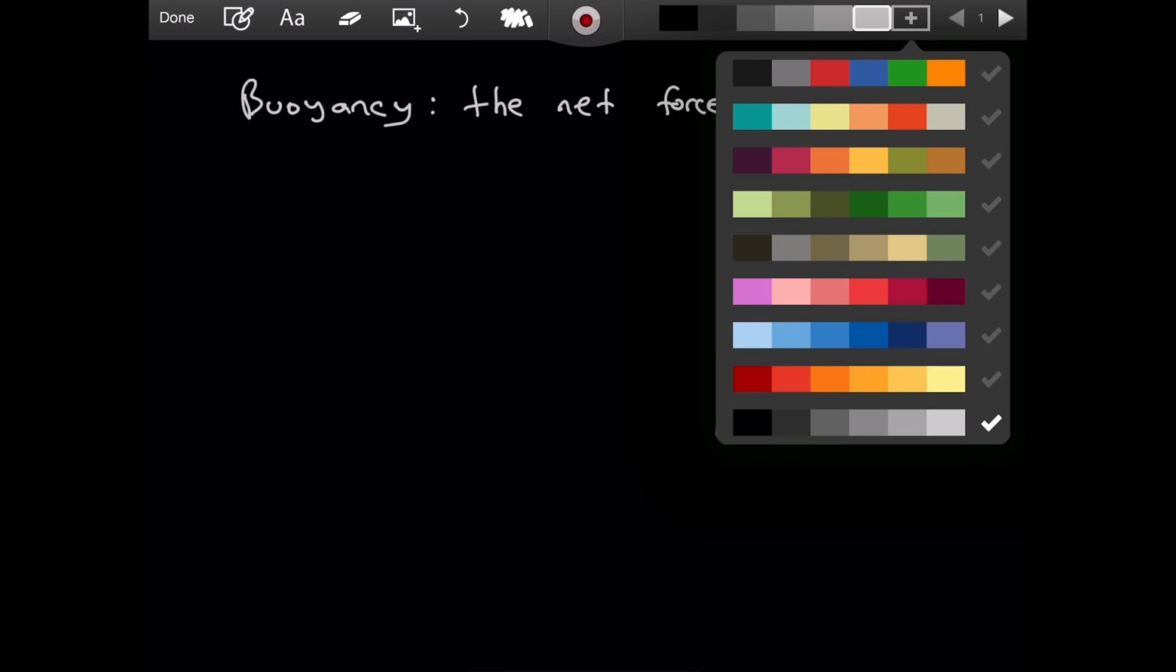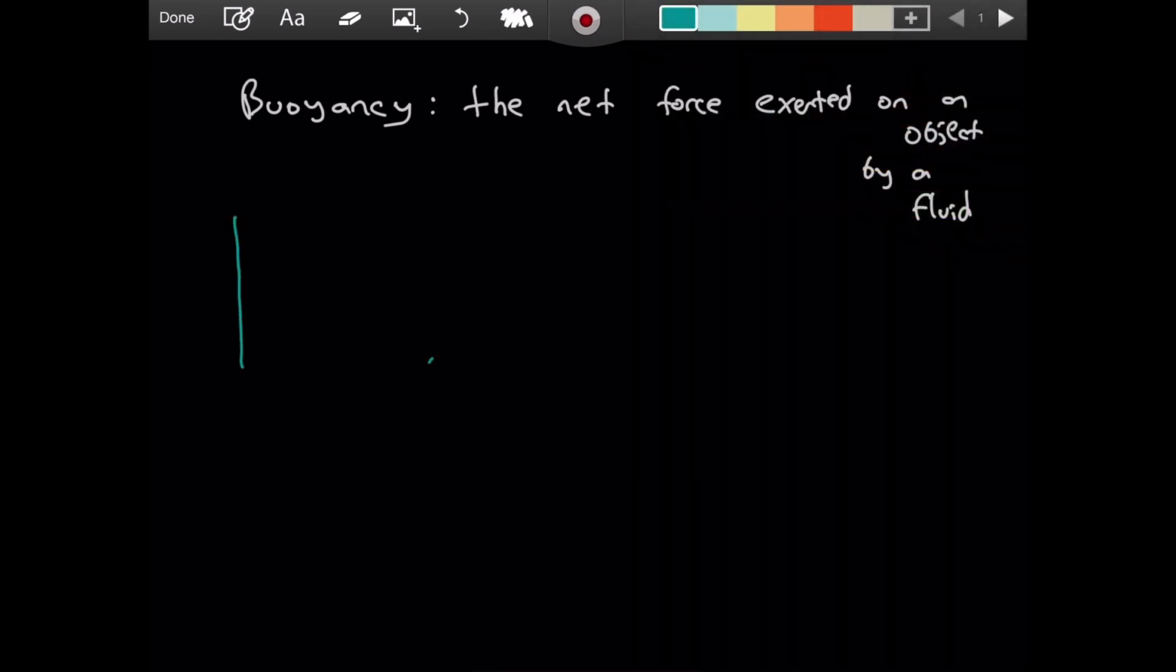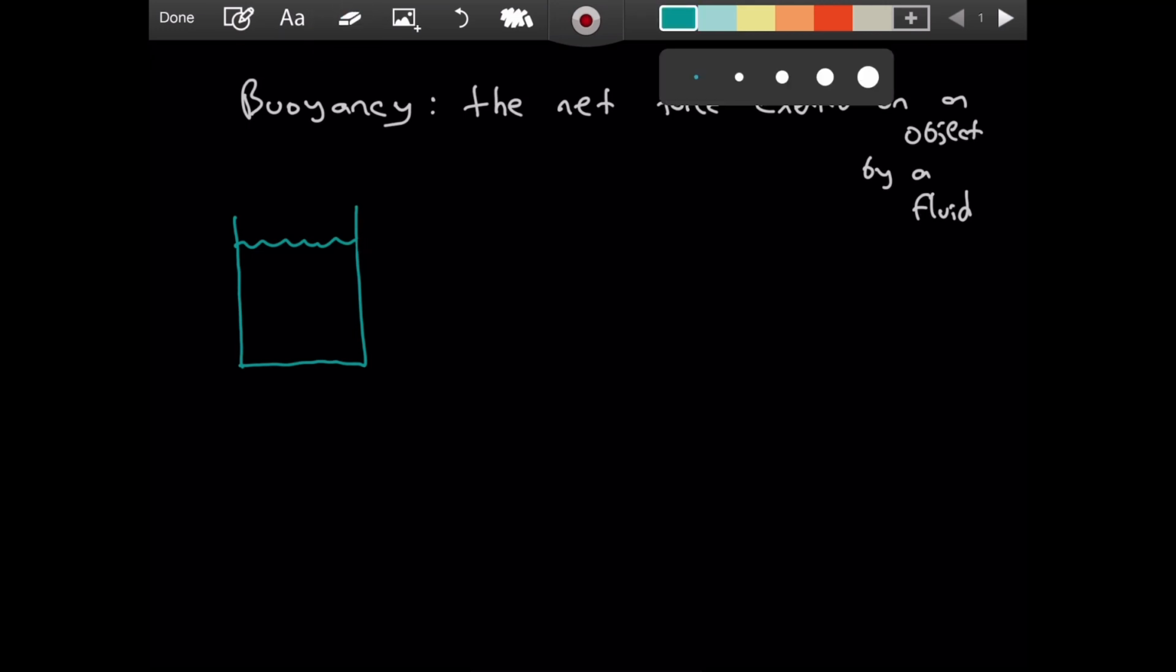To do that, I will draw a container first, perhaps like so. And inside of it, there will be some kind of liquid, some kind of fluid, but it is in fact a liquid, because a gas, well, it would probably evaporate. So if we have this, and if we have an object, and for simplicity, I will choose a cube as our object, so all surfaces will be the same for our object. This is the object that we have. Now, I want to find the net force on this object, which will be the force of buoyancy.